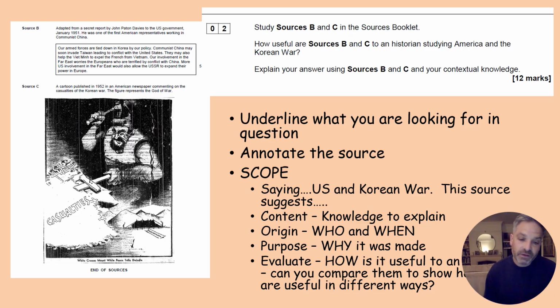So follow that method. What they're saying about what it's asking, how can you use some contextual knowledge to explain it? Can you refer to the origin and purpose, who made it, when and why makes that useful? And then at the end, the really best answers, if you can, say, well, they're both useful, but they're useful in different ways, and then put together. And I would focus more on why they are useful rather than why they're not. No source can tell you everything. Focus principally. You can say that they might not be right, but that doesn't necessarily mean they're not useful. So follow that method if you can.